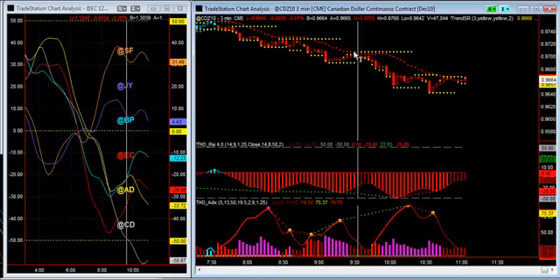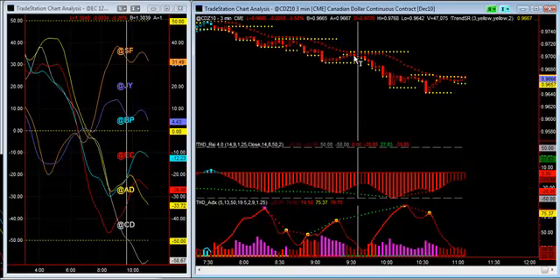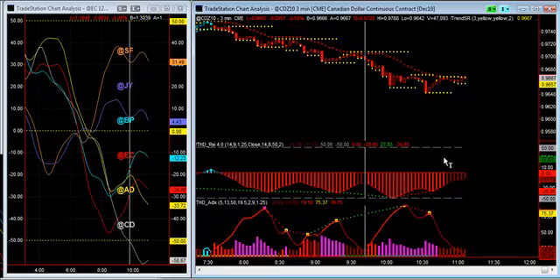Again, all I'm looking for are the yellow dots with a close in my direction. Since I'm trying to take a short, that means that the trend or the price bar actually closed down. You can see that it did it here. It again did it here.